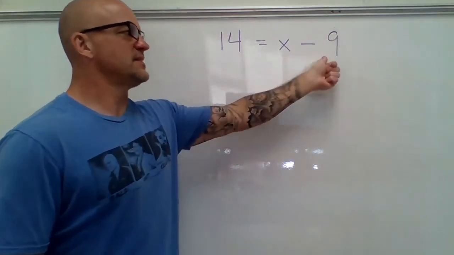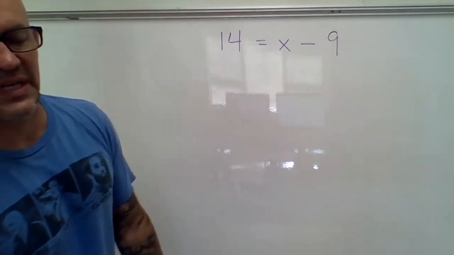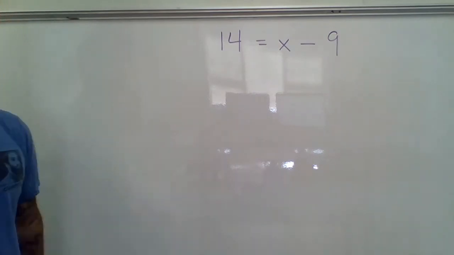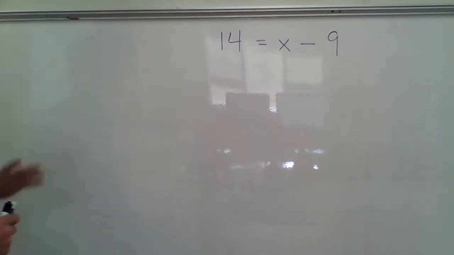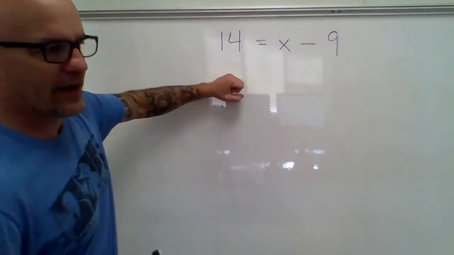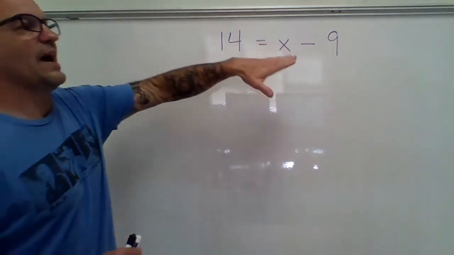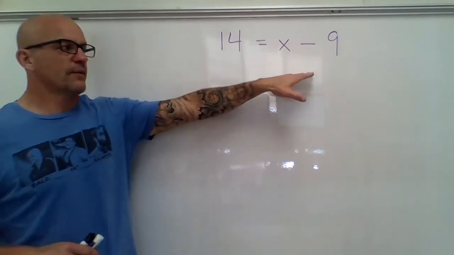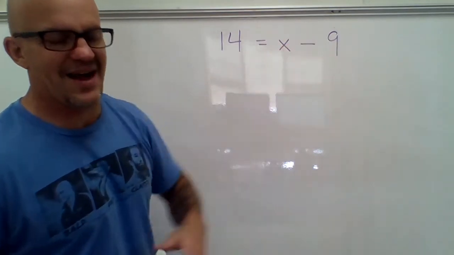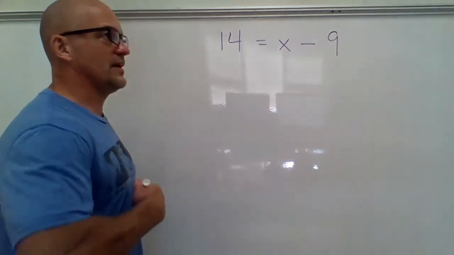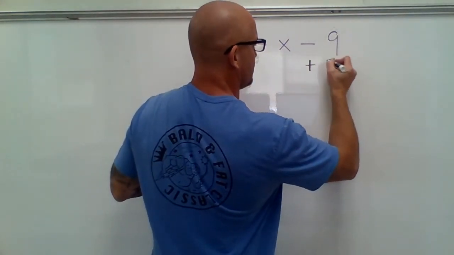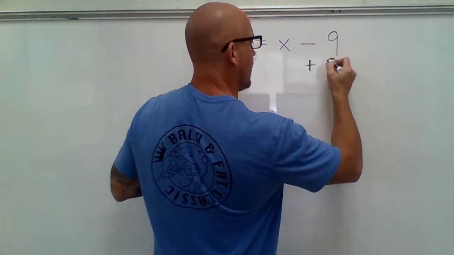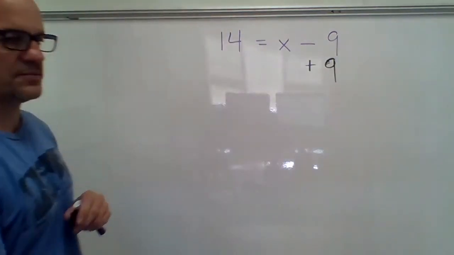Basically, I am subtracting 9 from x, and I'm getting 14. Problem is, I can't subtract 9 from x and don't know what x is. So what I'm going to do is tear this math apart to figure out what x is. To tear the math apart, I have to undo what's being done there. What's being done there is that we were subtracting 9. To undo that, I do the inverse of subtracting 9, which is to add 9. And notice, I put that right underneath that subtraction.